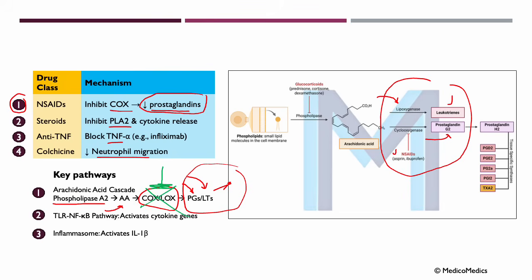Then we have the inflammasome, a cytosolic sensor complex that activates caspase-1. And caspase-1 here activates interleukin 1 beta, which is a very potent pro-inflammatory cytokine. And overactivation of inflammasomes is implicated in autoinflammatory diseases like familial Mediterranean fever and NLRP3 associated syndromes.